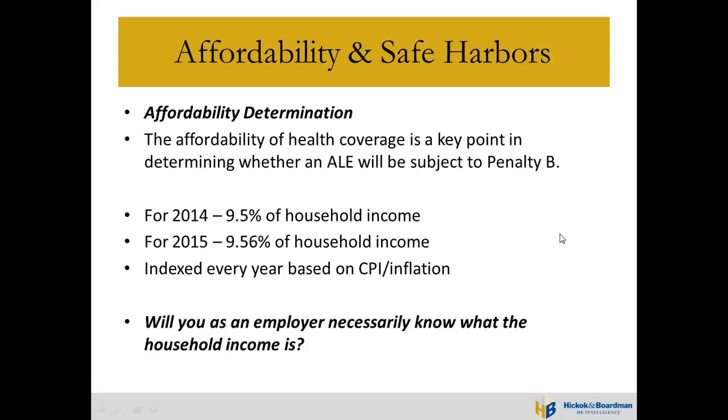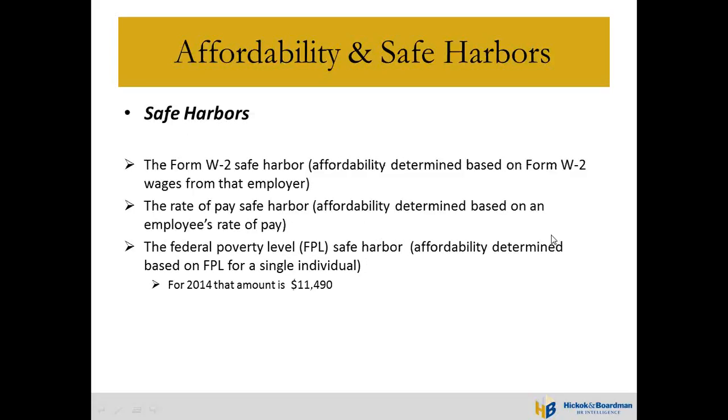So the IRS came up with what they call safe harbors. And they said, we understand that you as an employer may not know what someone's household income is, so we're going to give you 3 other ways that you can determine affordability of your health plan. The first one is called a Form W-2 safe harbor, and this is based on W-2 wages from you, the employer. So you would know what that W-2 wages are for your employee, and it can't be more than 9.5%. This is the key with safe harbors, is the safe harbors are not indexed. So it's going to always be 9.5% if you use a safe harbor.